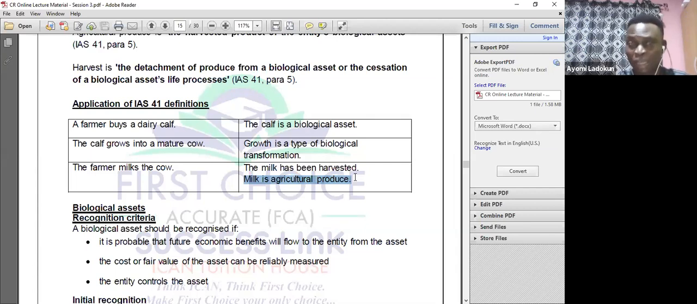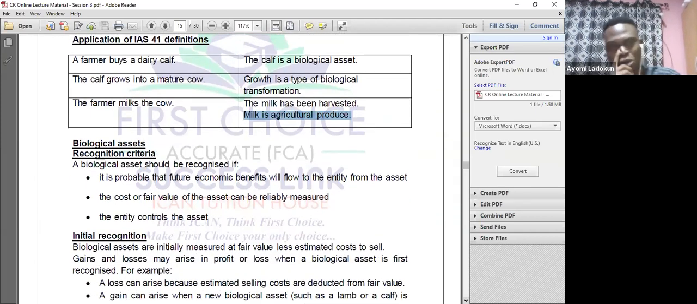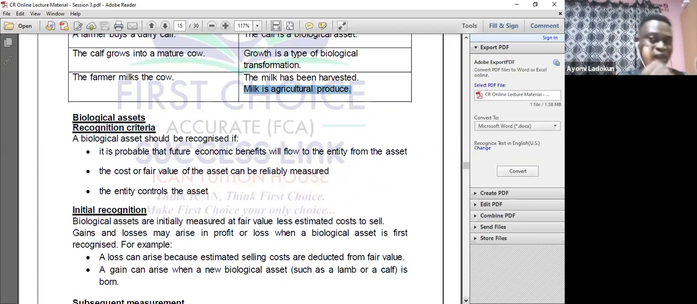You can also go to the market and buy, is it hen now, or what they call it, the cockerel here, layers. When the layer grows up, that's biological transformation, and the layer now starts to lay eggs. Those eggs are harvested, so they are agricultural produce. It's as simple as that. Now, don't forget, anytime you remember IAS 41, it deals with two things: biological asset and agricultural produce. That's everything we are looking at. Now let's look at biological asset.